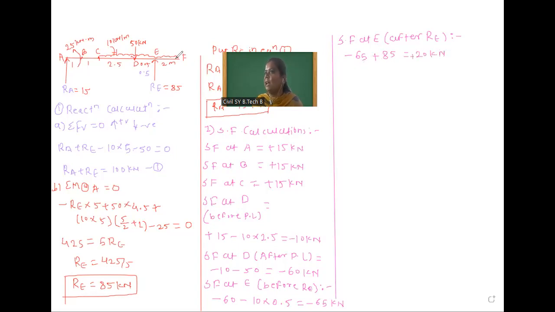Now we will calculate at F. So shear force at F, which is equal to, up to this E point, force is 20 and in between E to F, uniformly distributed load is applied and this is going downward. So minus 10 into perpendicular distance is 2, which is equal to 0 kilonewton. Okay, so these are the shear force calculations. Now we will move towards bending moment calculations.